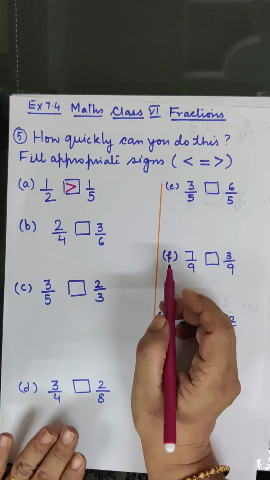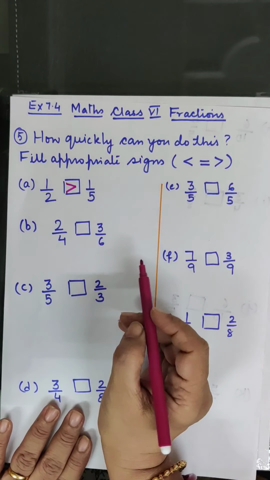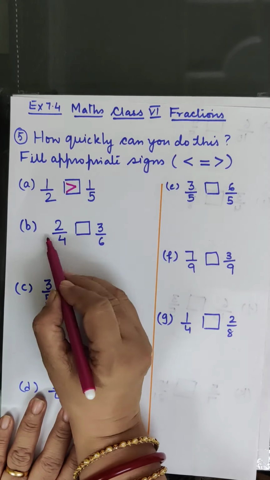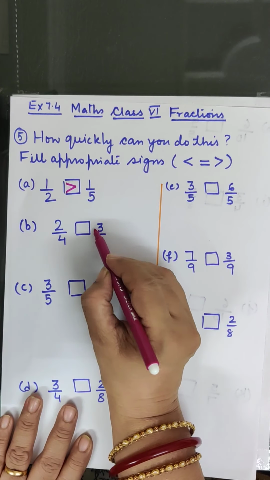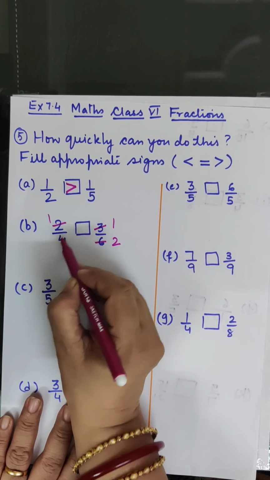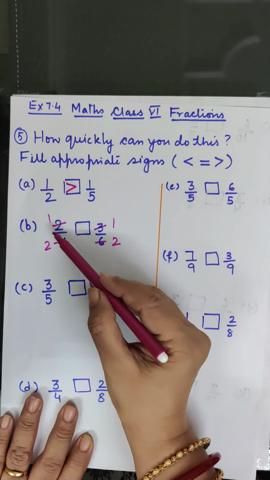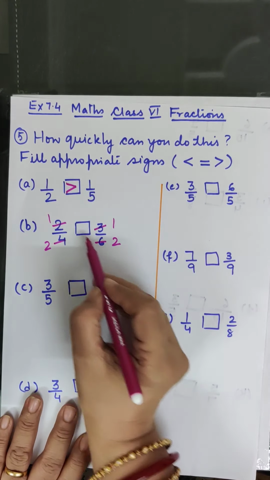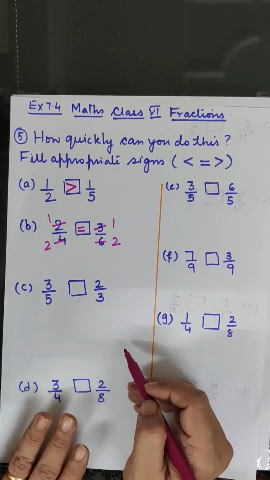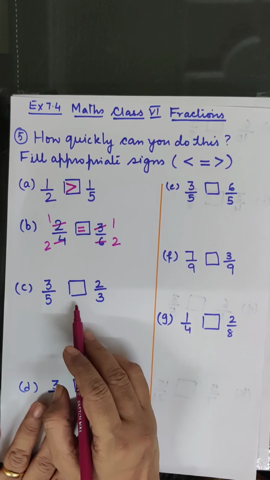Okay. Now coming to this, let us reduce both the fractions into simplest form. 3 ones are 3, 3 twos are 6, 2 ones are 2, 2 twos are 4. What do we observe? Both sides, that is 1 by 2. So we say both the fractions are equal. Right? Now coming to the C part.